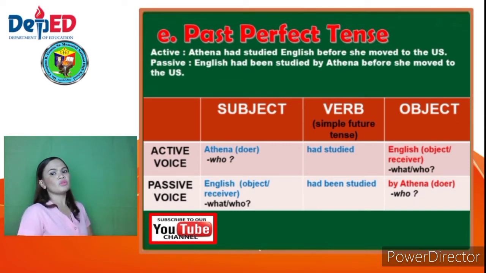Note how the verbs are used in the active voice and passive voice. In active voice, the verb had studied is in the past perfect tense, because it uses had plus past participle of the verb studied. Remember that had is the past form of has and have. In passive voice, had been is used together with the past participle form of the verb studied. Has and have are present form as well. In active voice, had plus past participle of the main verb is used, while in passive voice, had plus been plus past participle of the main verb is used.